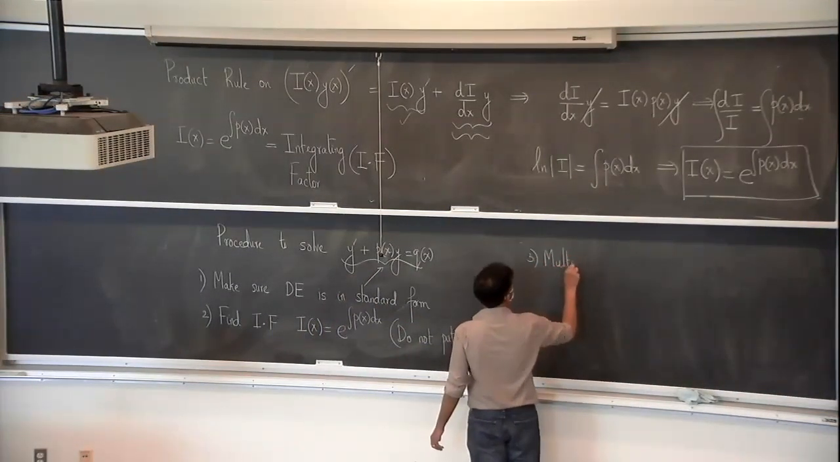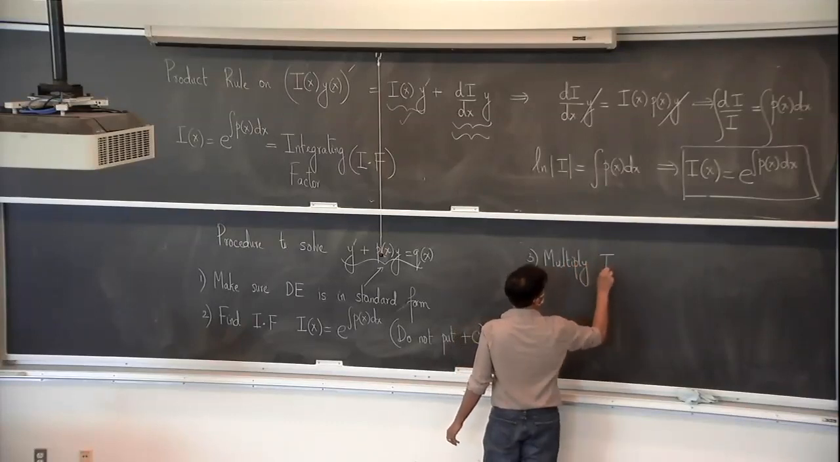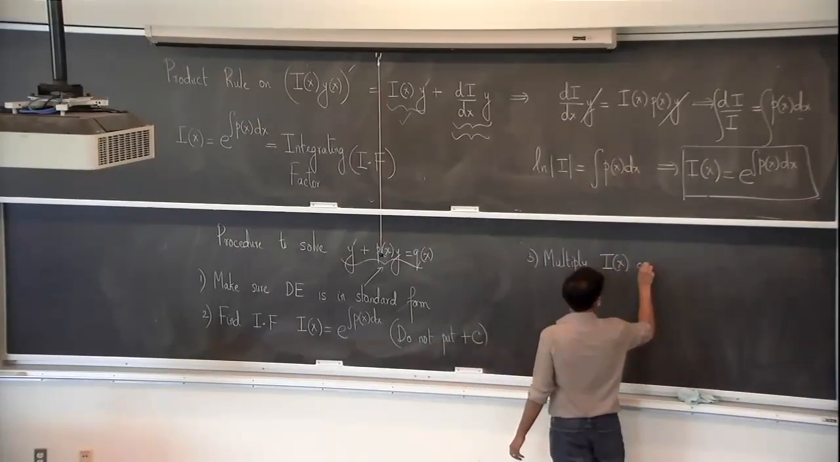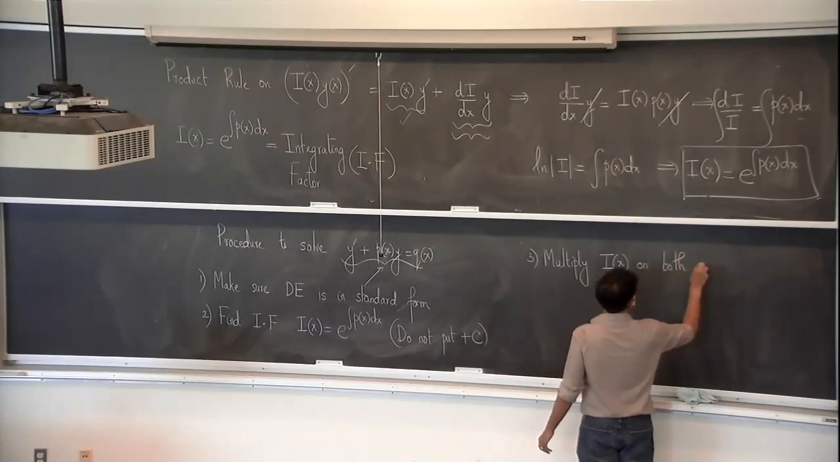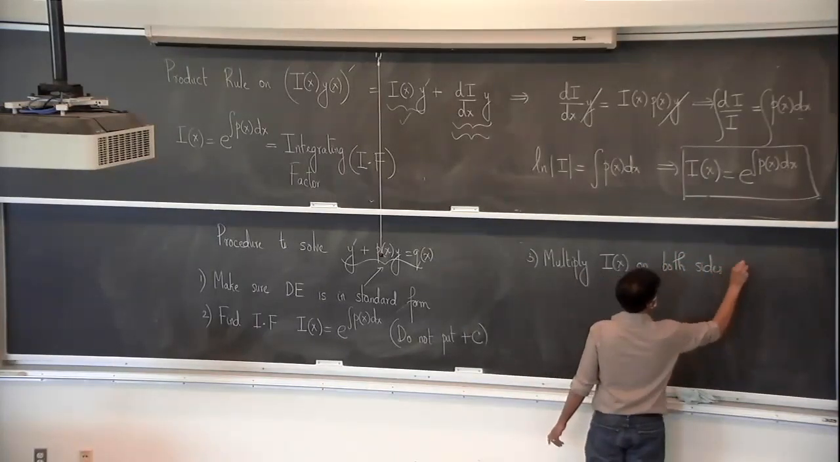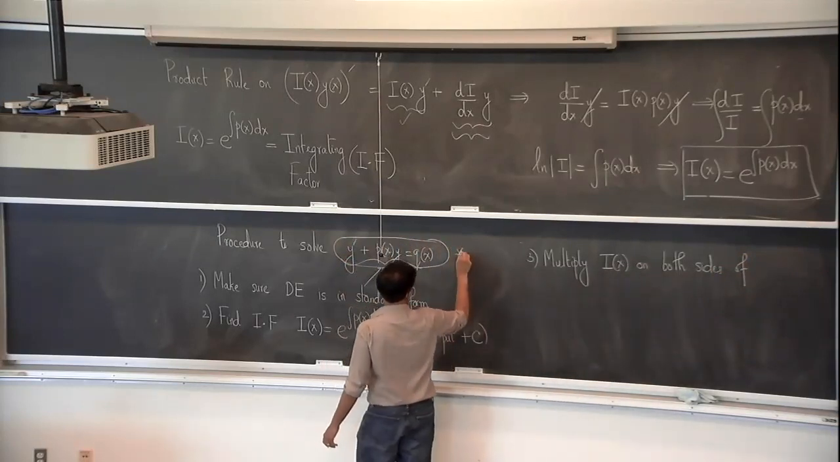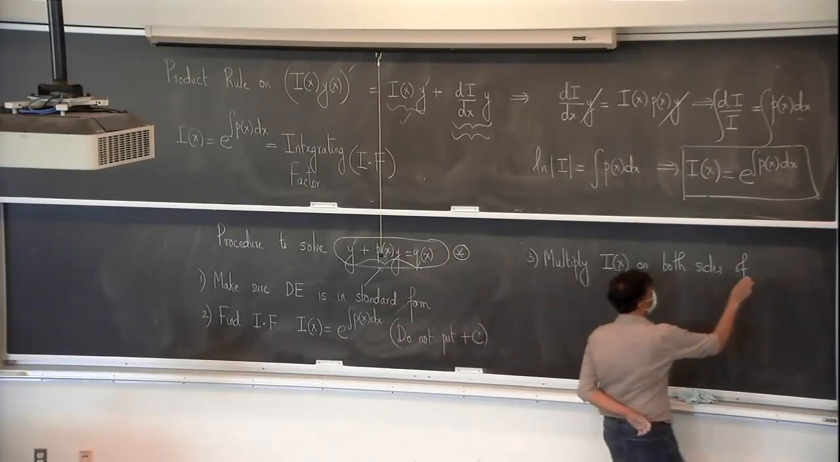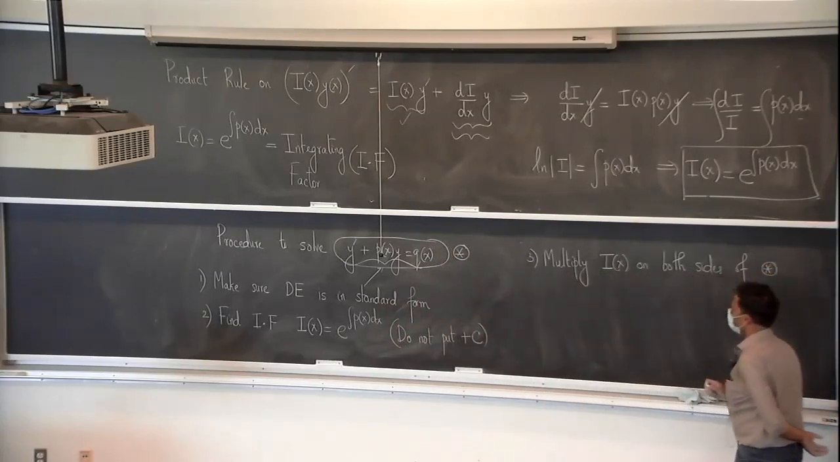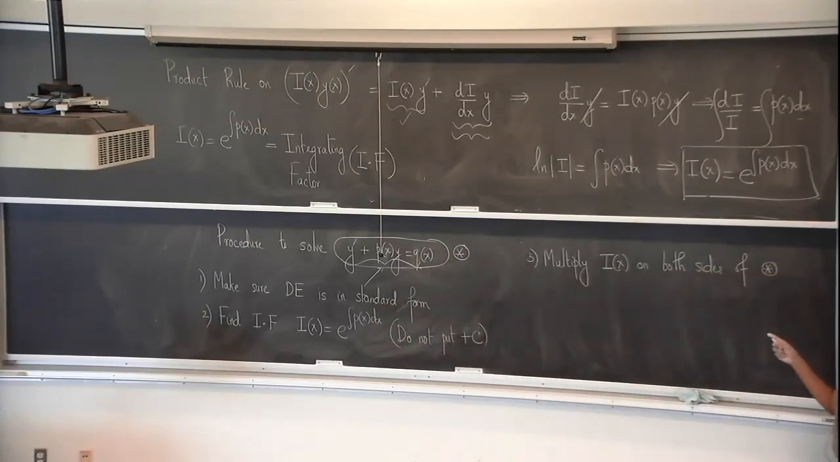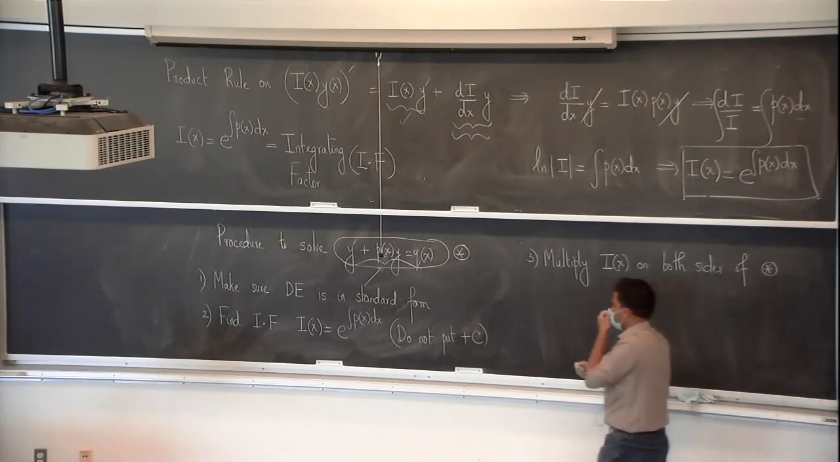Multiply I of x on both sides of this differential equation here. Let's call it the star. Some students skip this step. They say, oh, I know what to do. The problem is later they forget that you are supposed to do it on both sides, and then they end up with the wrong answer. So to be safe, just do the step. It's going to take what, 5 seconds.